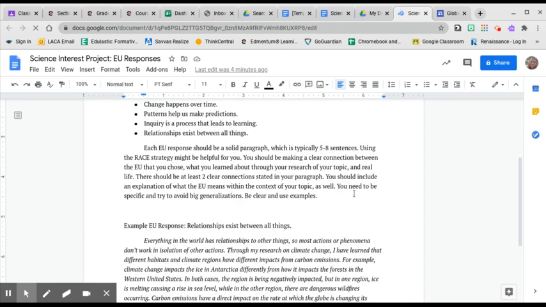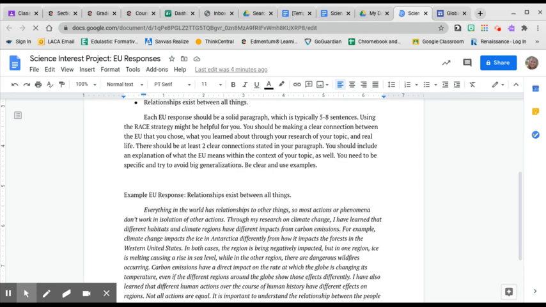Each of your two EU responses should be a solid paragraph, which is typically like 5 to 8 sentences. It can be longer if you want to make yours two paragraphs, you can, but for your EU responses, they only have to be one. You should use the RACE strategy because that's what you're learning in English.